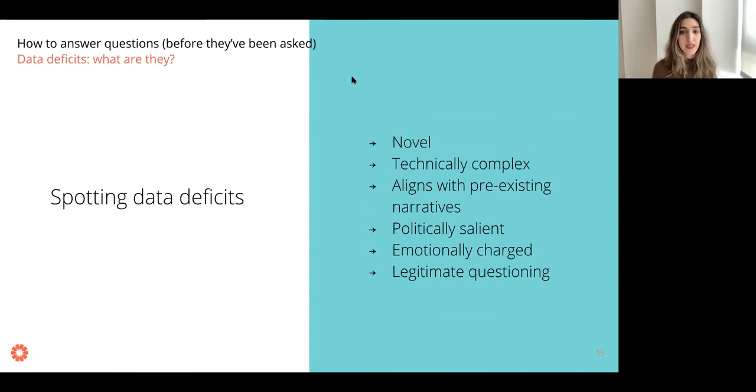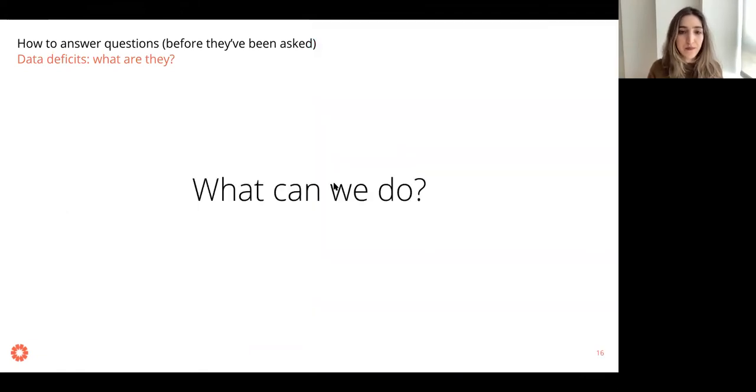Is it politically salient? Is it emotionally charged? Or is it just an area of legitimate questioning, right? So these are all different things that we can think about to help us spot where possible data deficits are. So what can we do, right?